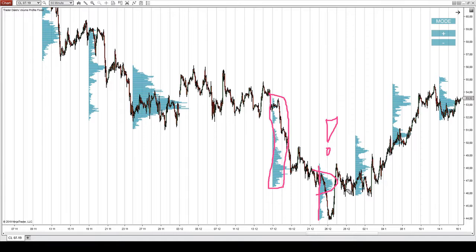As you can see in this case, it was a change of a trend. The P profile got followed by a thin profile, another thin profile, change of a trend. Alright, so that's for the weekly profiles. And let me now switch to another market and another example.